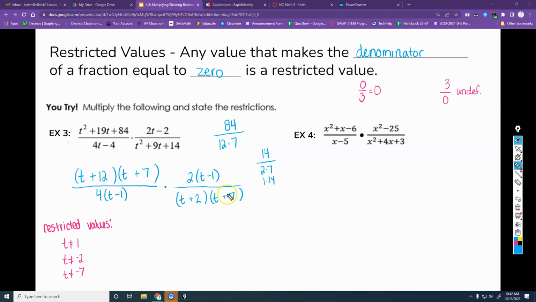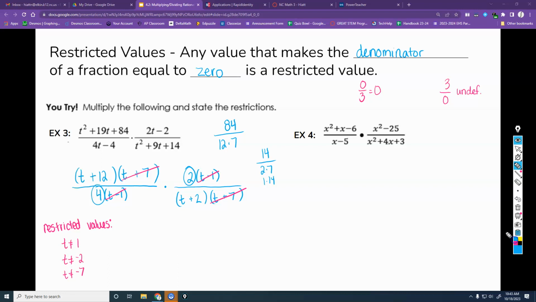Those are restricted values. Now I can cancel. When I cancel, this t plus 7 can cancel this t plus 7. This t minus 1 can cancel with this t minus 1. Does anything else cancel? No. What about this 2 and this 2? Can I mark them out? No, because this is part of a factor that has a plus or minus with it, so I can't cancel those. Now, if there was a 2 over here, I could. Oh, wait, there is one more thing. Let's look for our just constant values, this 2 and this 4. That will reduce, right? I could reduce those.